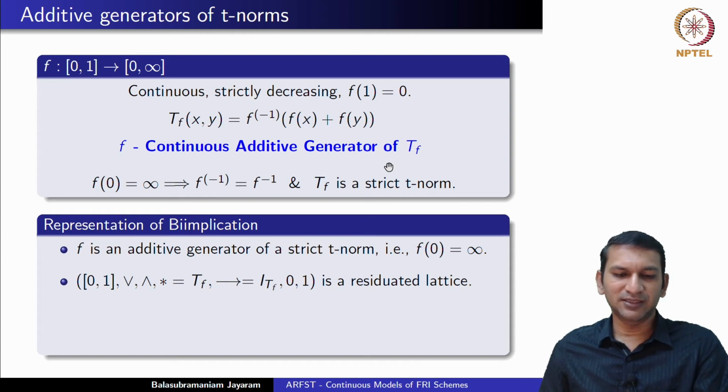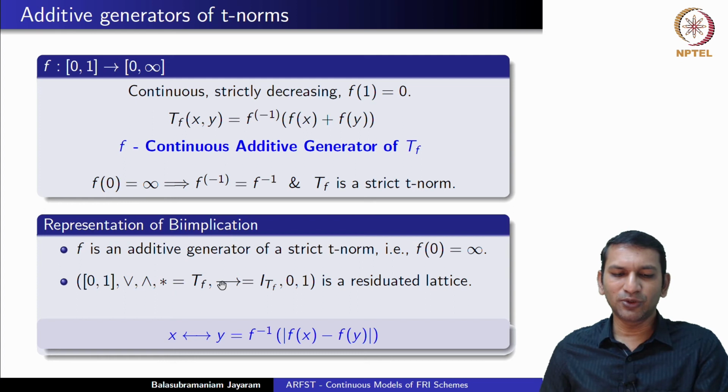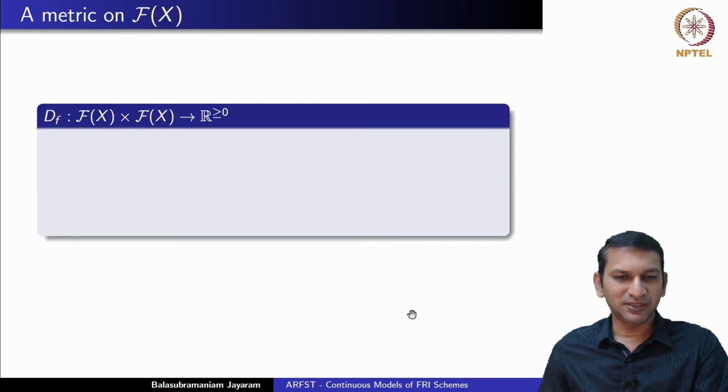If you take this t-norm and generate the residuated lattice structure, then it is interesting to note the representation the residuum has in this residuated lattice. x implication y is given as f inverse of mod f x minus f y. Now why this representation? We will make use of this representation shortly.